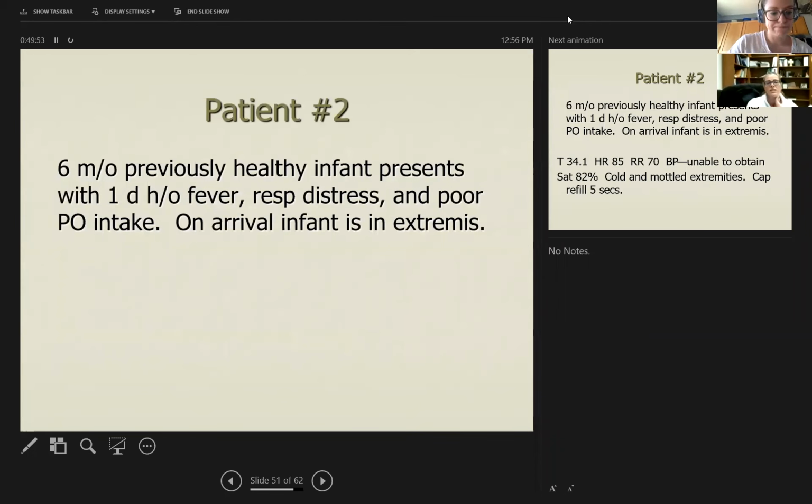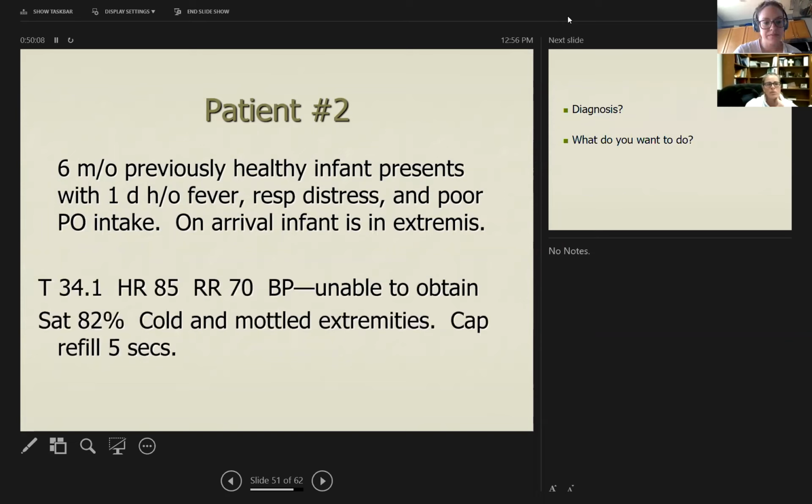Okay, so now we have a 6-month-old, previously healthy baby with a day of fever, respiratory distress, and poor PO intake. On arrival, the infant is clearly in extremis. Temperature is 34.1. Heart rate is 85. Resps are 70. And since you're out at St. Swithern of the Swamp, they tell you that they're unable to get a blood pressure. The SATs are 82. The child is cold with mottled extremities, and they're telling you that the cap refill is 5 seconds.